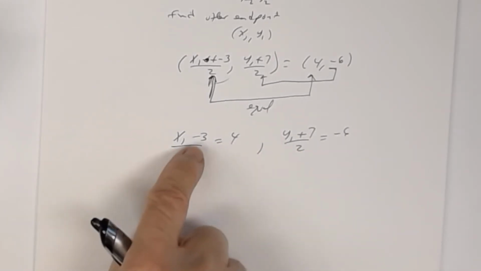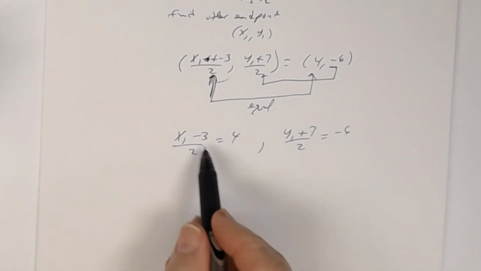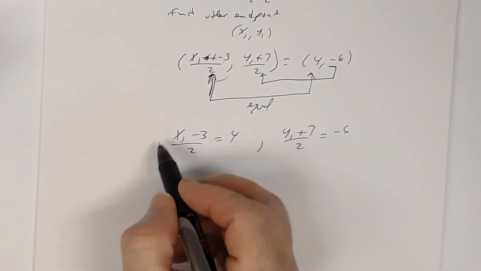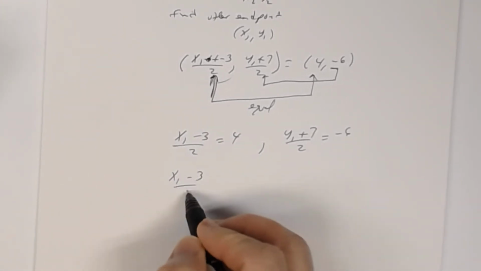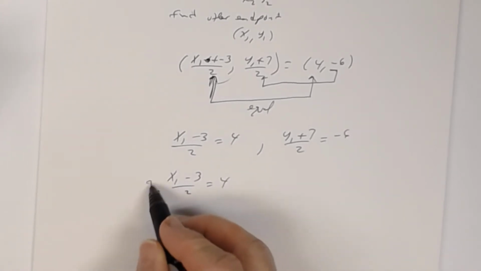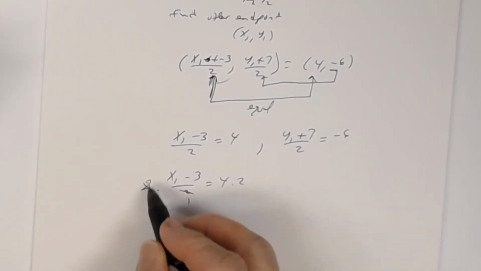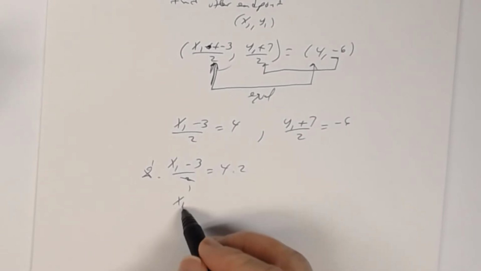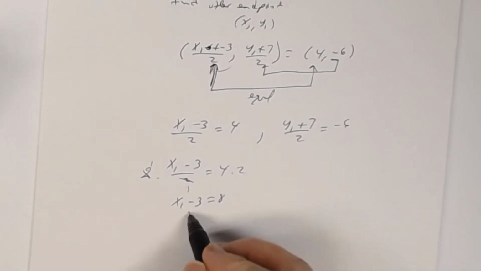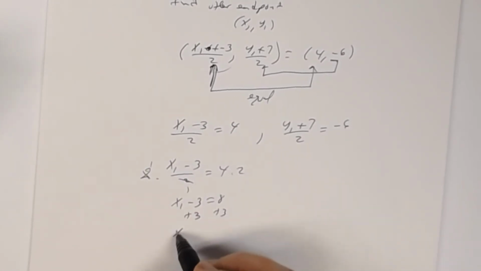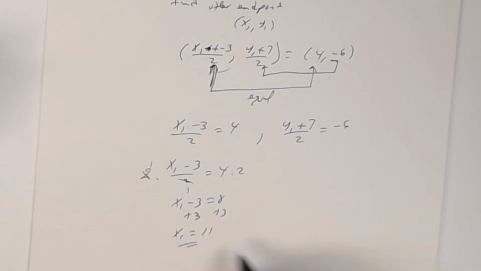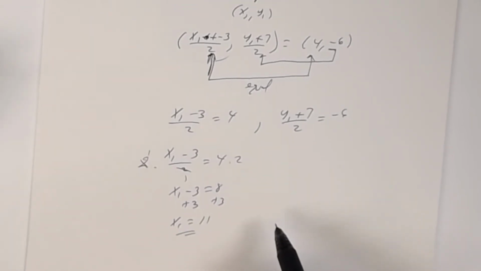To get x by itself, the least common denominator is 2. So let me rewrite this over. You multiply both sides by 2, so these 2's divide out. You get x1 minus 3 is equal to 8. Adding 3 to both sides, you get x1 to be 11. So there's the x coordinate of your other endpoint.